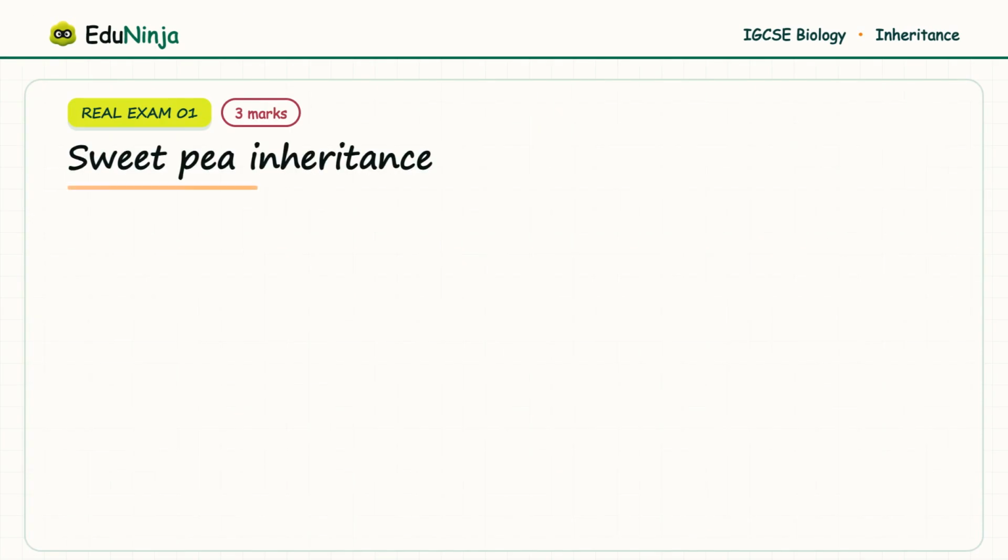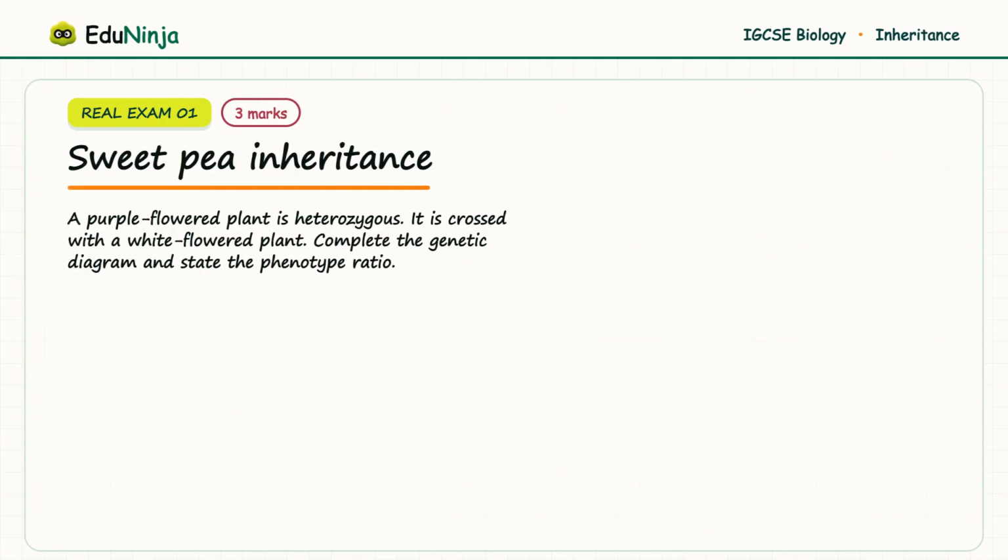Let us work through a real sweet pea inheritance question. A purple flowered plant is heterozygous, and it is crossed with a white flowered plant. Now pause and decide how you would set up the cross.